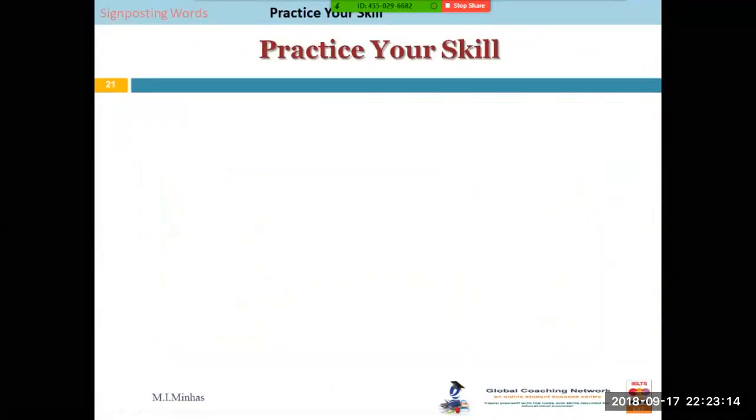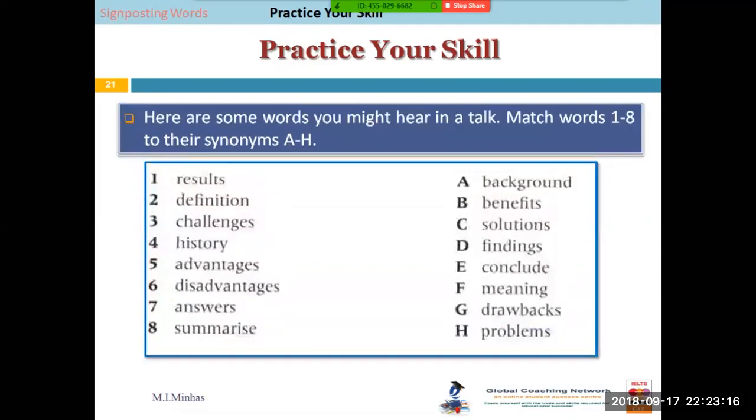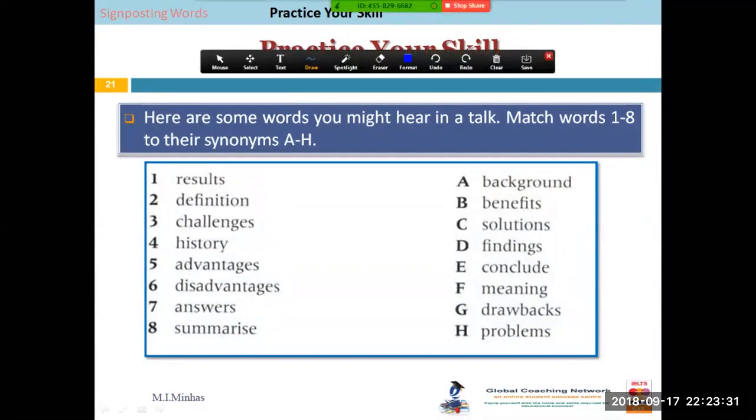Okay, now again I'm using the word okay. That means I'm shifting towards a new topic now. Here are some words you might hear in the talk. Match these words one by one to their synonyms. You must already be knowing it. This is not very tough. So let's solve it quickly.